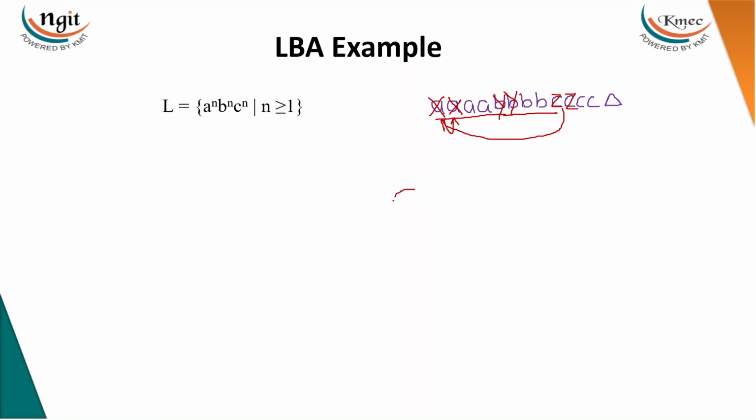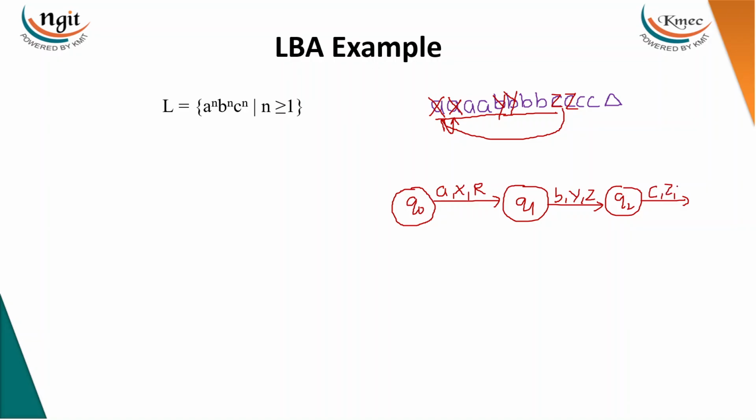So what is it going to do? Q0's task is very simple here. If it is A, change it to X, go in the right direction, and hand over the task to Q1. And Q1 is searching for the B. If it is B, change it to Y, go right, and give the task to Q2. Q2 searches for C: if it is C, change it to Z, go in the left direction, and hand over the task to Q3. Q3 is searching for the X. If it is X, don't do anything, go right by giving the task to Q0, so that the same process is repeated.